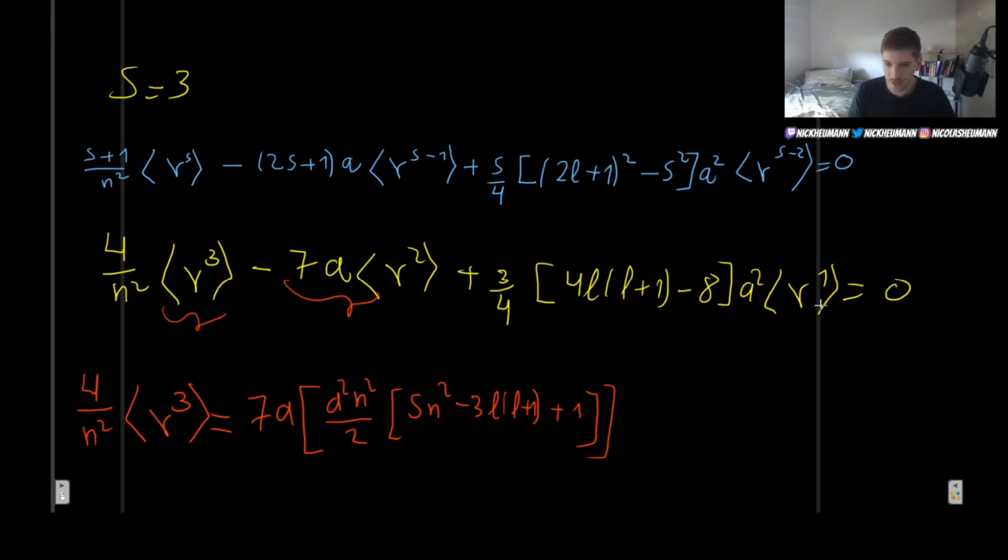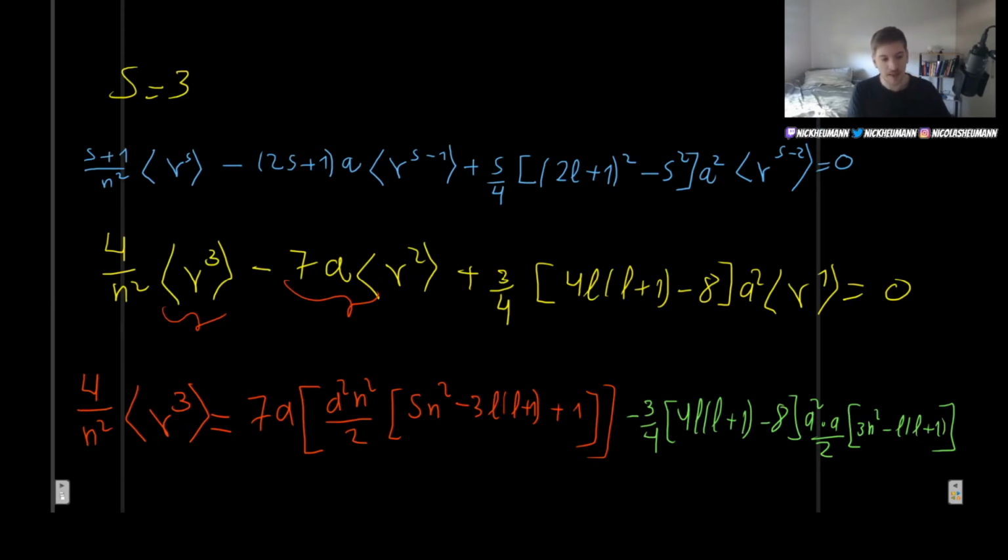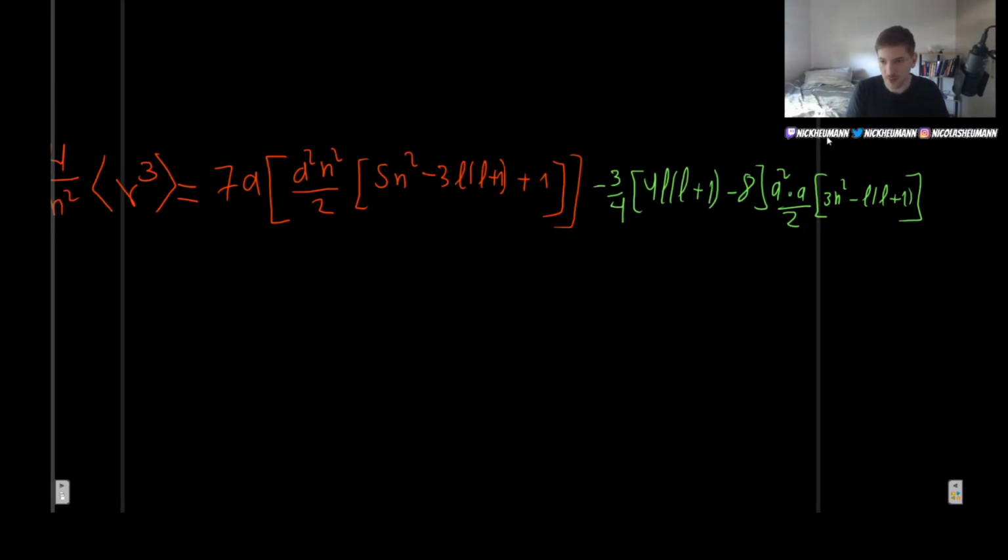And then we get all of this other beast. Maybe change color to make it look different. So we get minus 3 over 4, 4l, l plus 1 minus 8, a squared times the expectation value of r, which is somewhere up here, which is a over 2, so times a over 2, times 3n squared minus l plus 1. Or was it something multiplying it? No, that's it. Okay. I don't have much room left, so I'll just take this to the next page. All right. Oh, the 4 is not quite on screen.